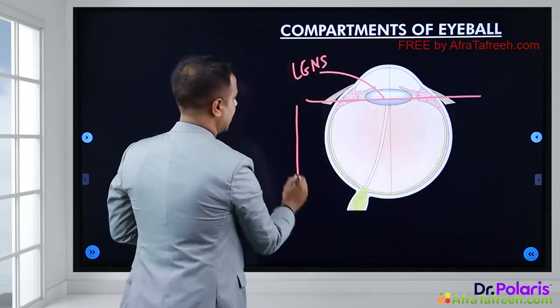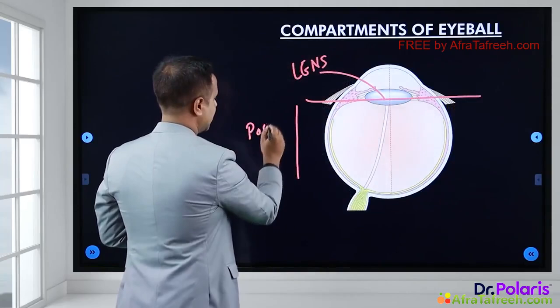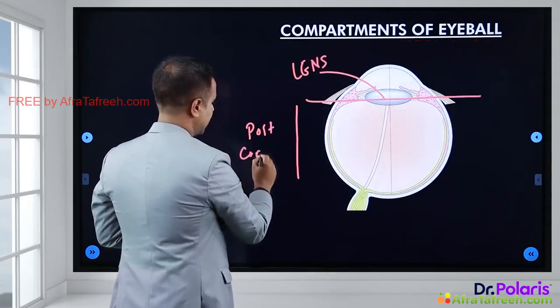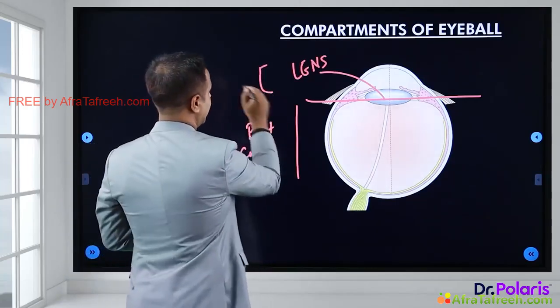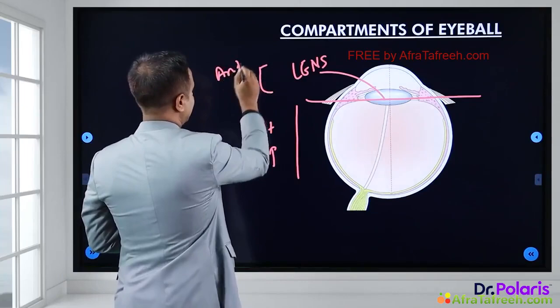So what lies behind the lens? This is referred to as the posterior compartment. This is the posterior compartment. Anterior to lens, whatever you have, this is referred to as the anterior compartment.